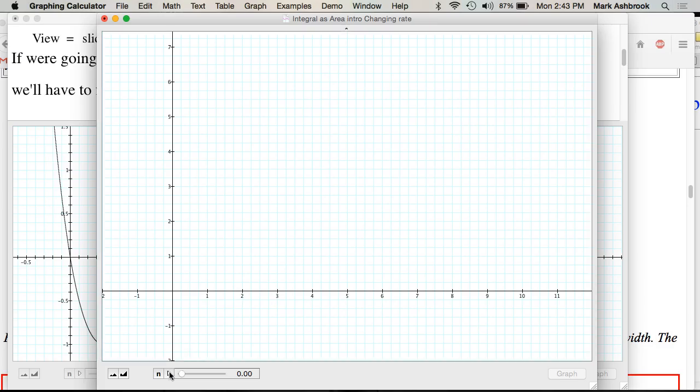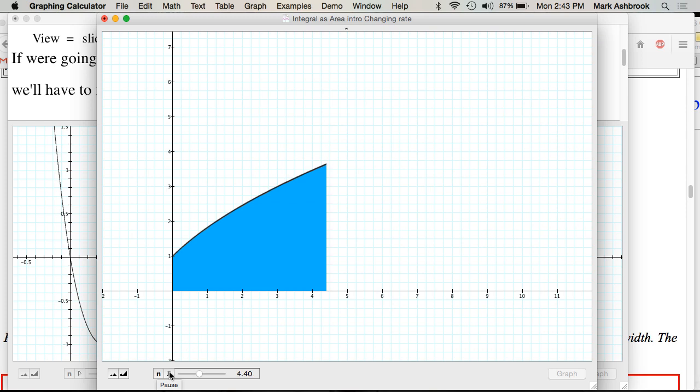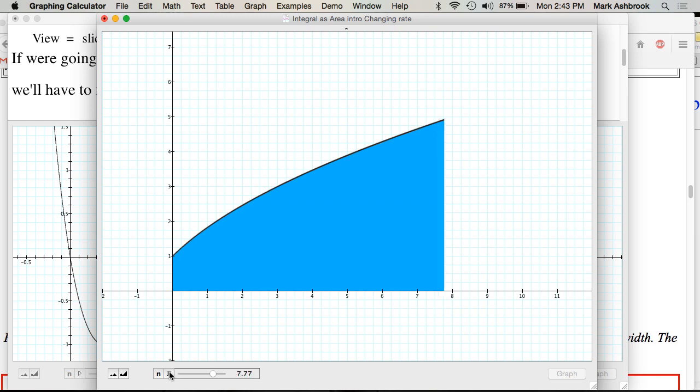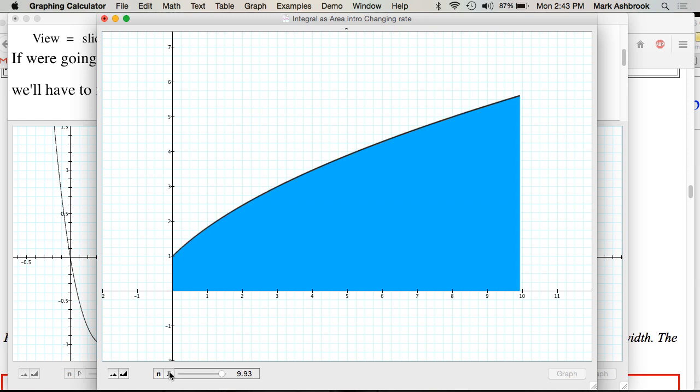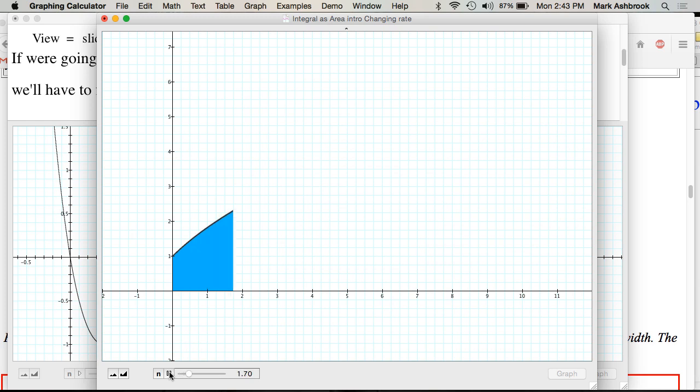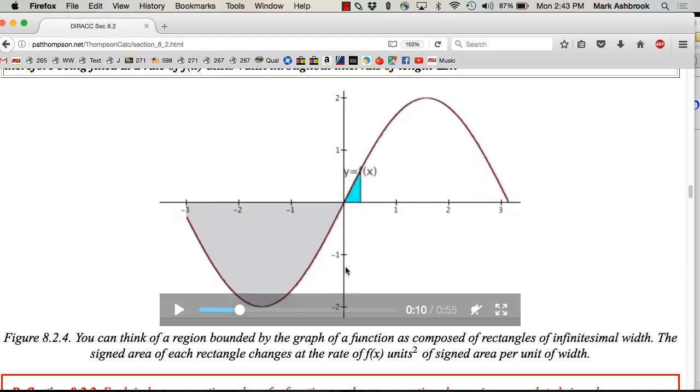So same situation. What about a function that's not constant? How are we going to handle that, right? So again, it's kind of the same thing we looked at last week, right? We started with a constant, looking at constant rate of change, and then we said, well, what if the rate of change is changing? So how do we deal with that? So let's take a look at this right here.